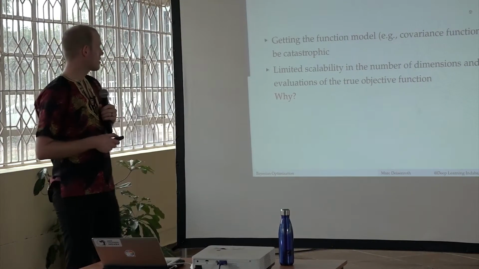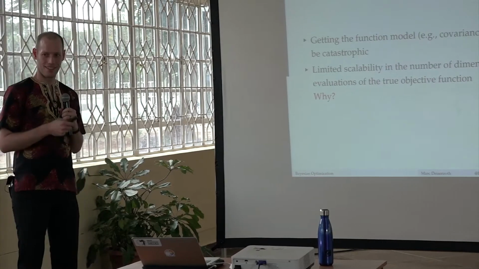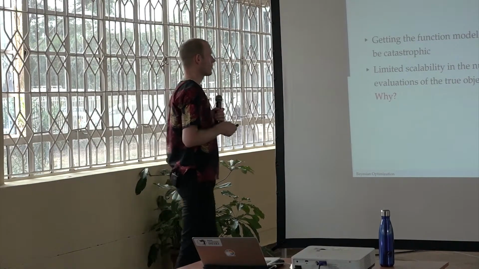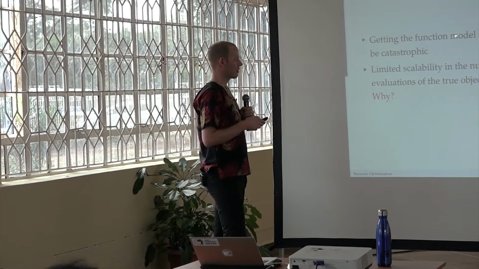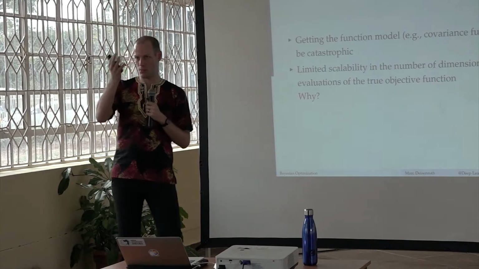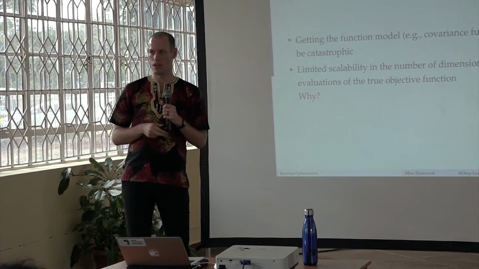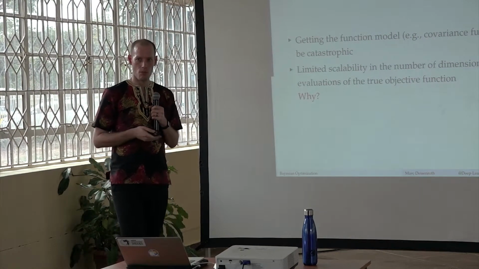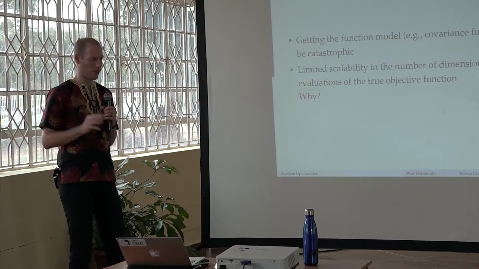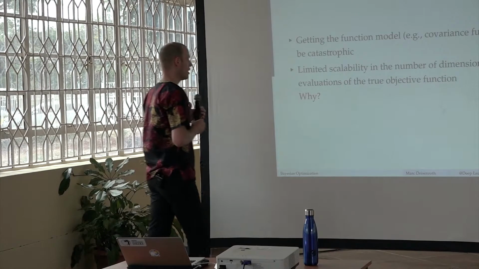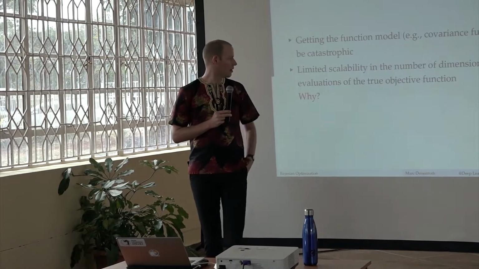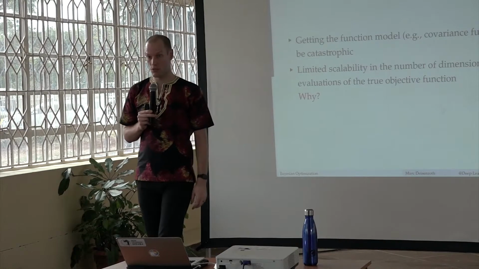So there are limitations, right? It's not the thing that solves all of your problems or my problems. Getting the function class or the model class wrong can be catastrophic. That's a point that was raised earlier. What happens if we can't model these things properly? Then, you know, everything can happen. And we also have limited scalability in the number of dimensions or evaluations of the true objective function.